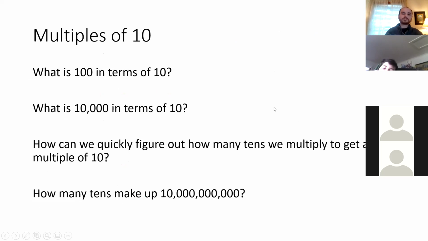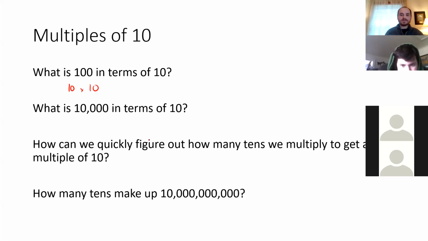All right. Now, here's some interesting questions. We're going to look at multiples of 10 now. So we've looked at multiplying by 10. We've looked at dividing by 10. Now we're going to start looking at things with more zeros. So what is 100 in terms of 10? 10 times 10, exactly. So we just have 2 tens. Easy peasy.